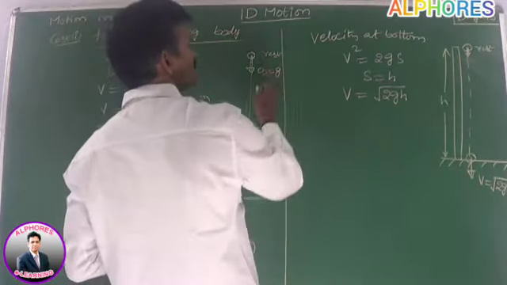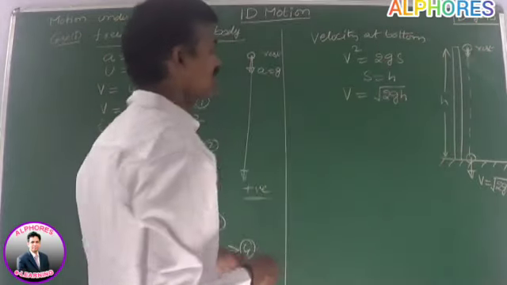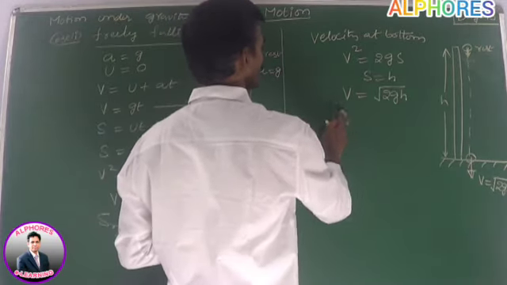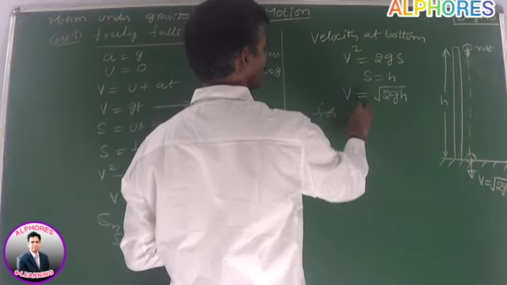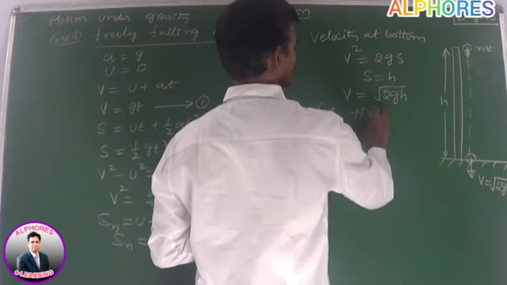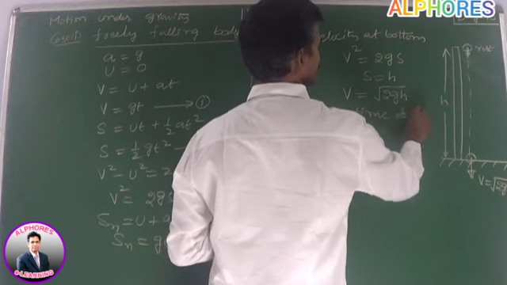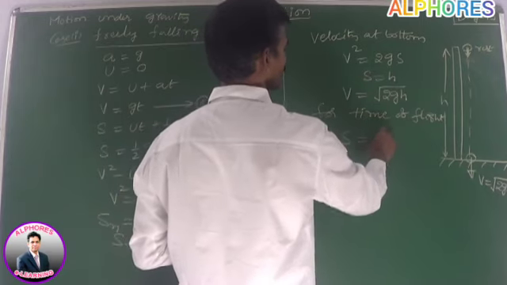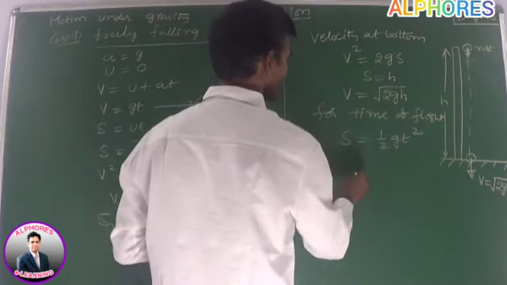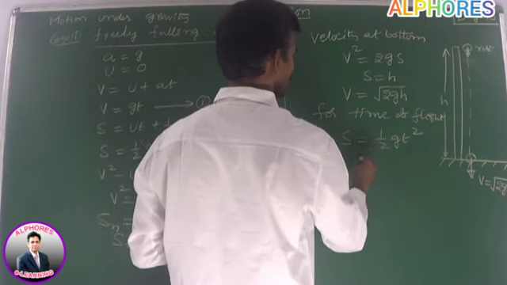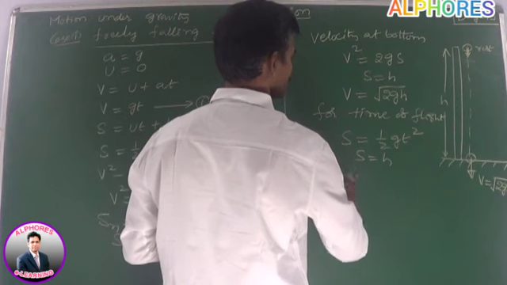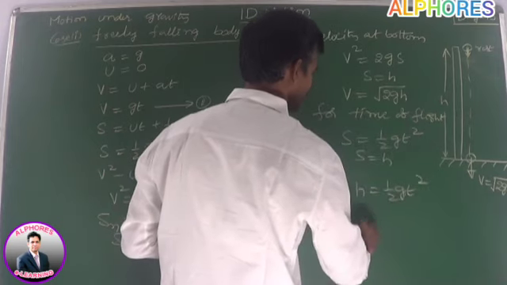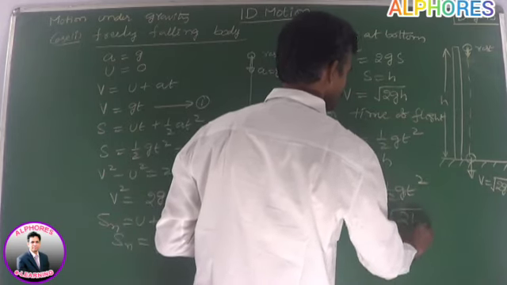In the second case, suppose they are asking what is the time taken by the body to fall down, the time of flight. Here I am using s is equal to half gt square. Here you can get time. Or s is equal to h, so I can write h is equal to half gt square. From this I can get time. This time is square root of 2h by g.